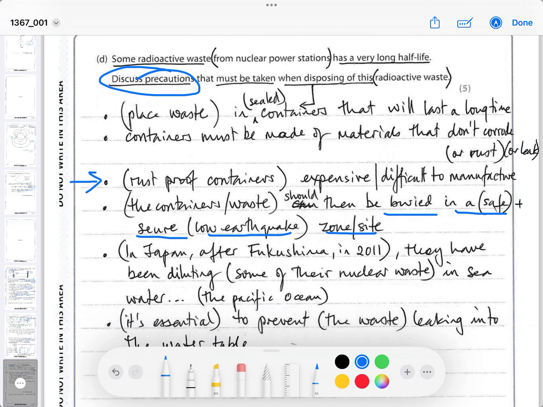So for example, here's one I've given you. In Japan, after Fukushima in 2011, which happened actually on my birthday, they have been diluting some of their nuclear waste from the problem that they had with the tsunami in seawater. So basically, the Pacific Ocean is so large, they think if they dilute it in seawater, it will not be so dangerous as keeping it all concentrated in one place. Maybe that's good. I'm sure the fish would disagree with you.